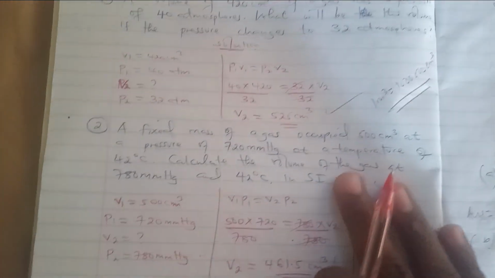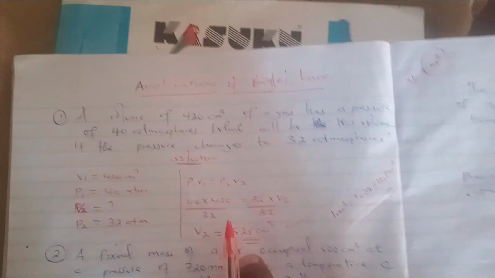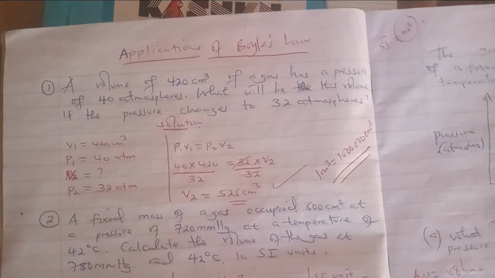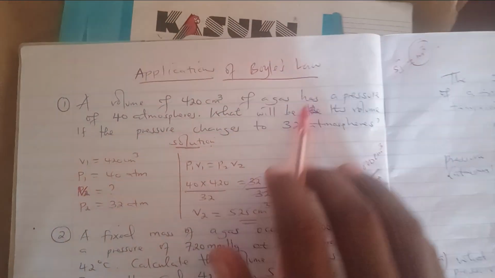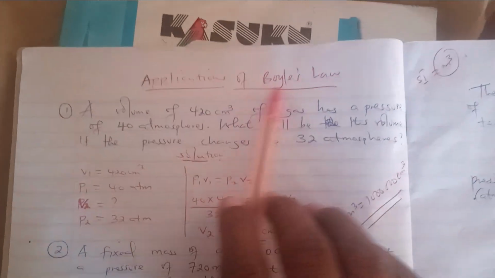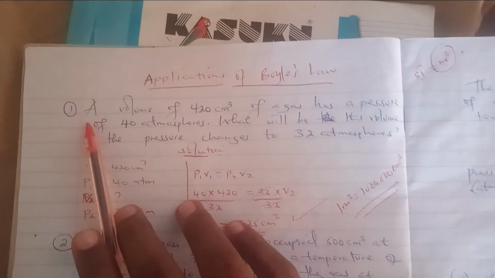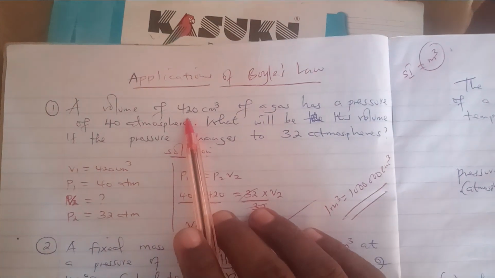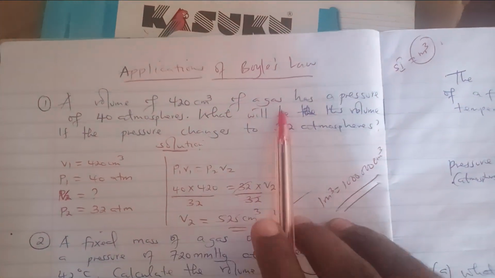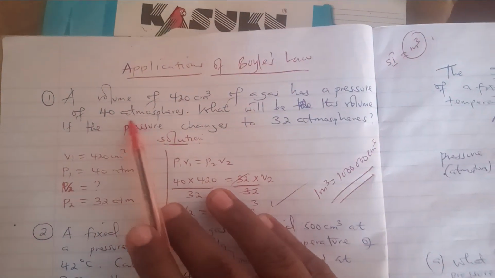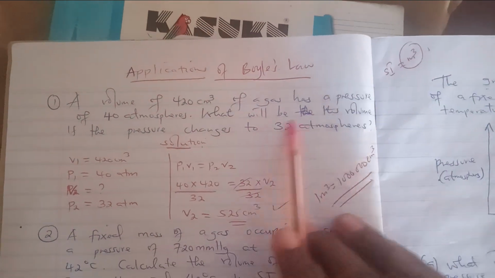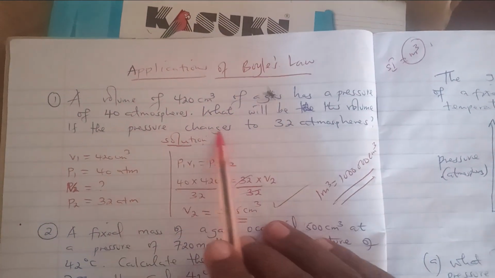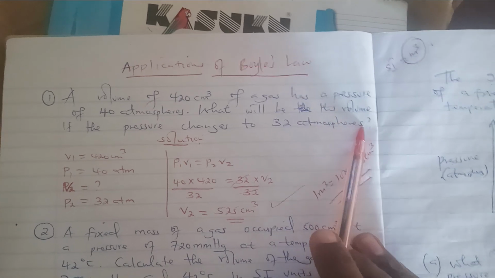Then we are going to look at applications. How do we apply that knowledge of Boyle's law in questions? Applications of Boyle's law. Number 1, a question says a volume of 420 cubic centimeters of a gas has a pressure of 40 atmospheres. What will be its volume if the pressure changes to 32 atmospheres?